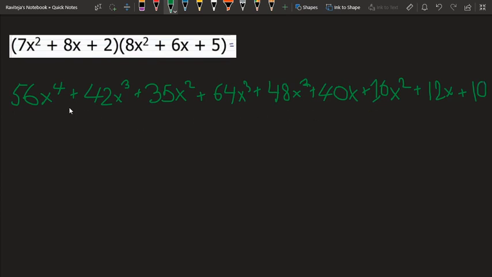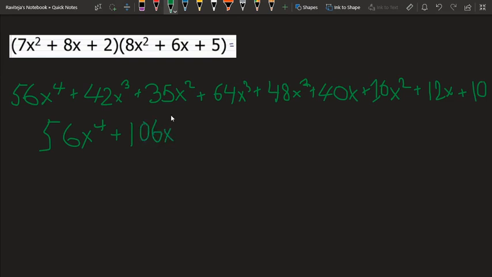Now we see we have a pretty long result after multiplying these two polynomials, but like we did before, let's just combine like terms. We first see we have the 56x to the fourth. There's no other term that has an x to the fourth, so we just bring that down and start off with 56x to the fourth. Now we will go to our x cubes. We see we have a 42x cubed and a 64x cubed, so we'd add those together to get plus 106x to the x cubed.